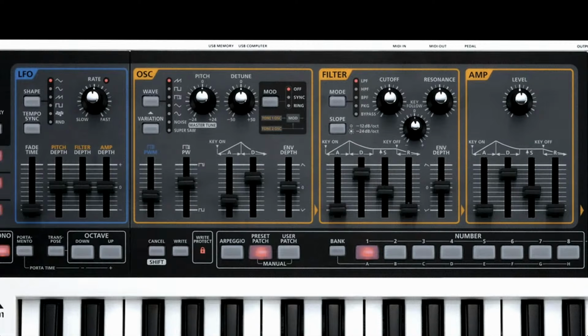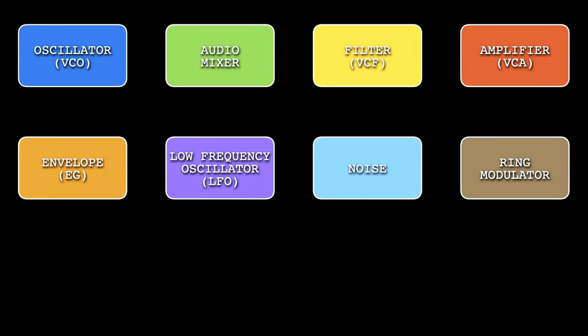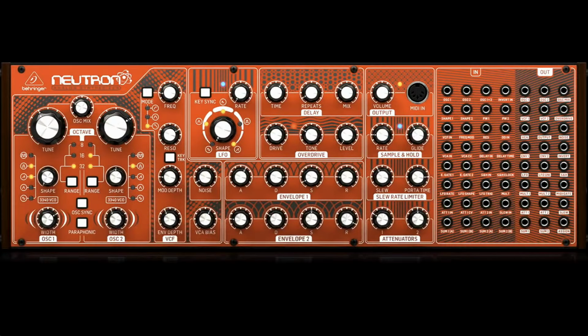But once you get into semi-modular, you can have all these different areas that we talked about last time: the oscillator, the filter, the amplifier, the envelopes, which are a modulation source, the LFO, which is a modulation source, noise, which can be both a modulation source and audio, of course, and the ring modulator, which is actually an audio manipulator, but can also be used in modulation. So once you have those, you can come to the actual semi-modular synths like this.